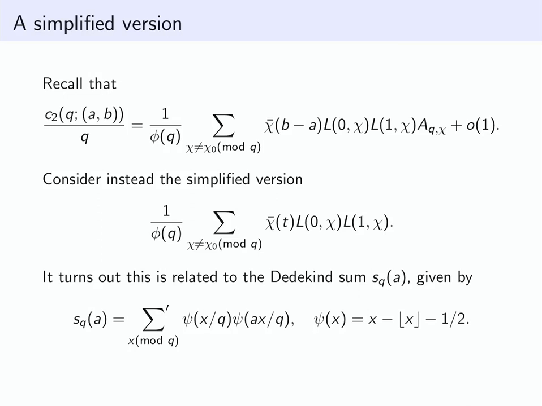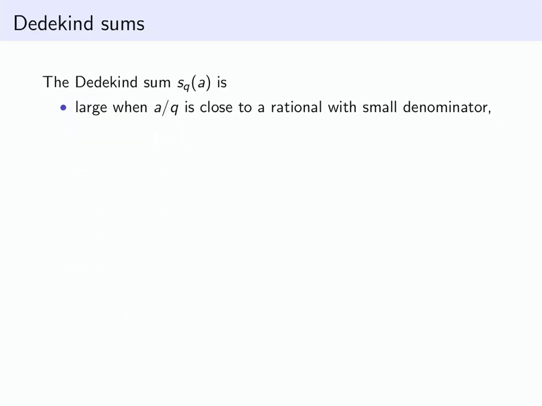On the other hand, if a is pretty big, it's going to be shuffling this other factor around a little bit, and you should expect it to be smaller. In particular, it turns out that these Dedekind sums are large when a over q is close to a rational with small denominator. Making precise what I said earlier about a equals 1, you can come up with an exact evaluation of what the Dedekind sum S_q of 1 is.